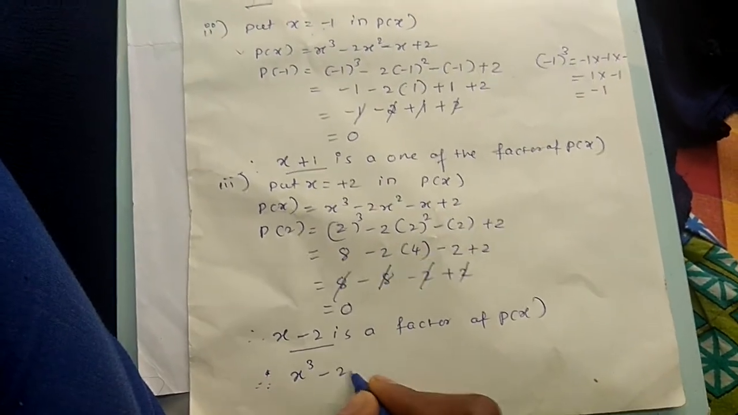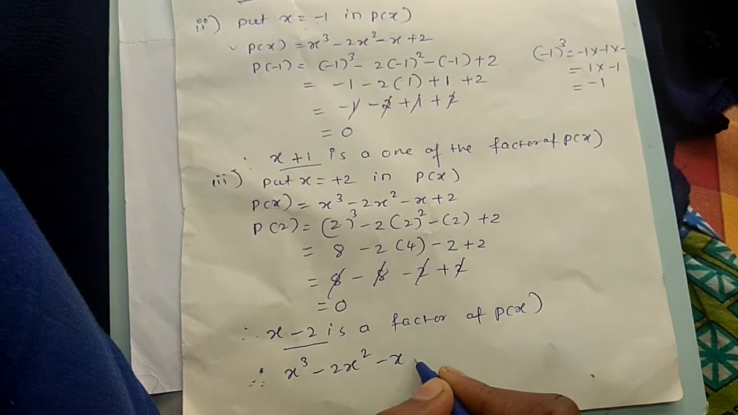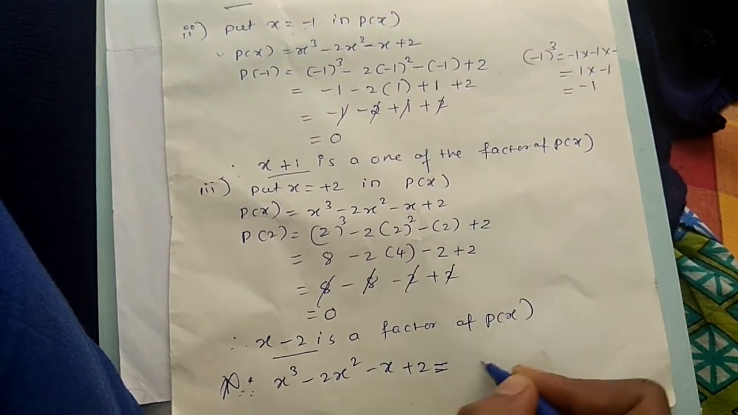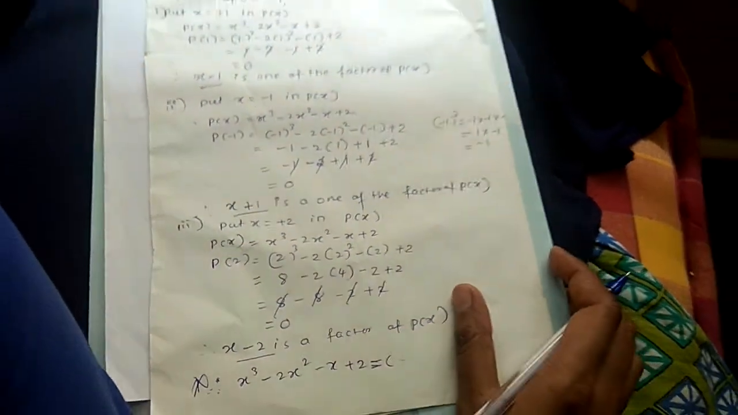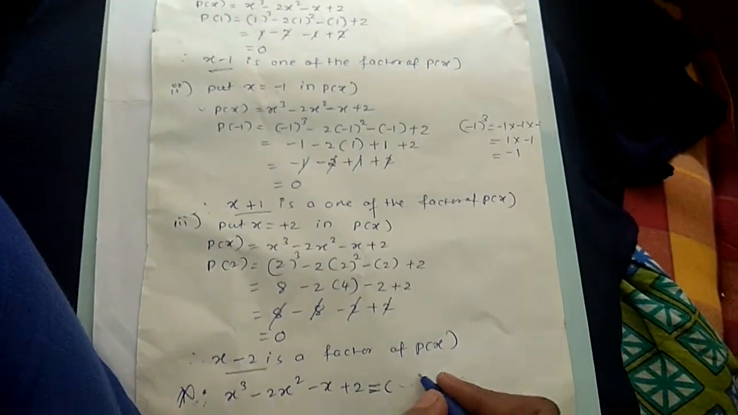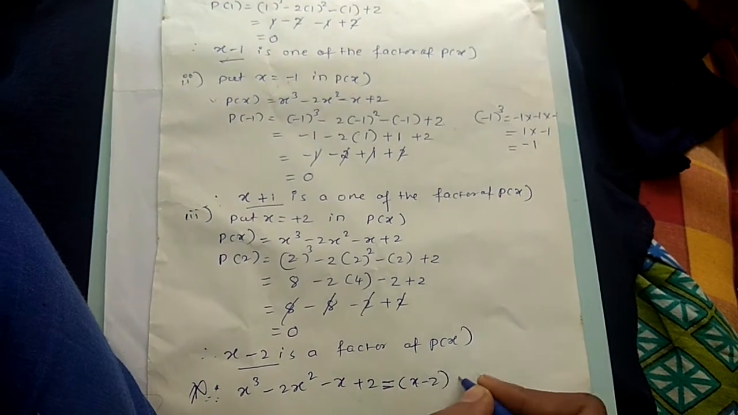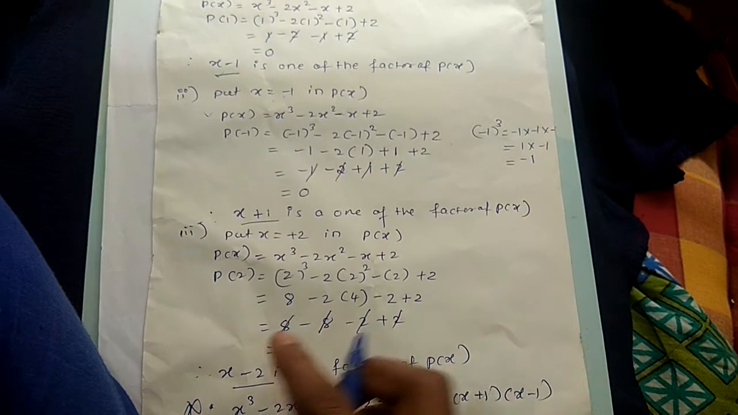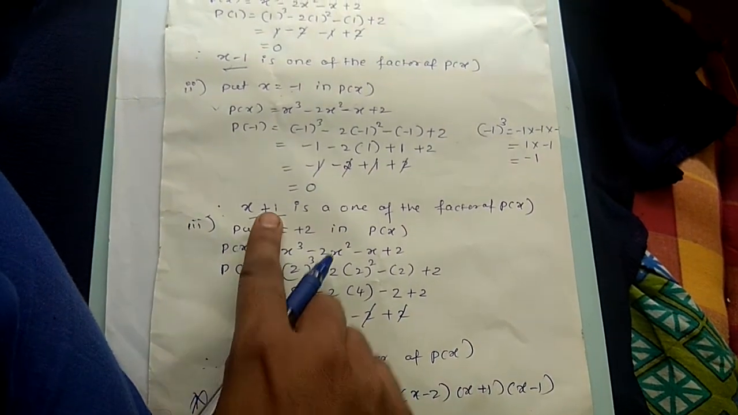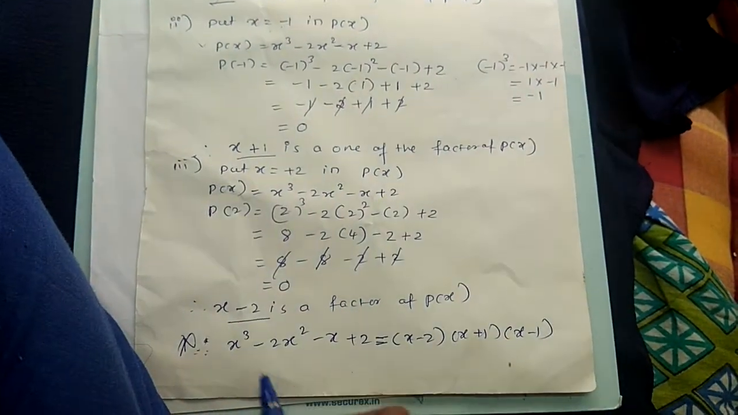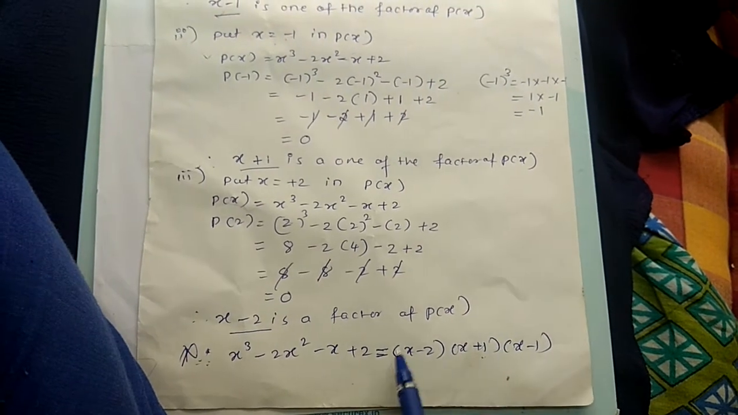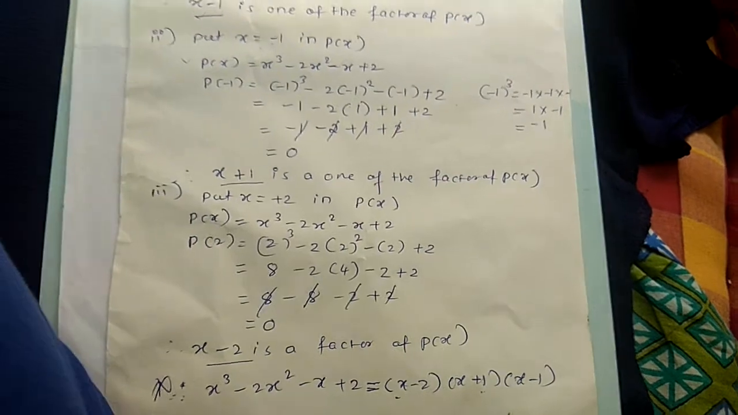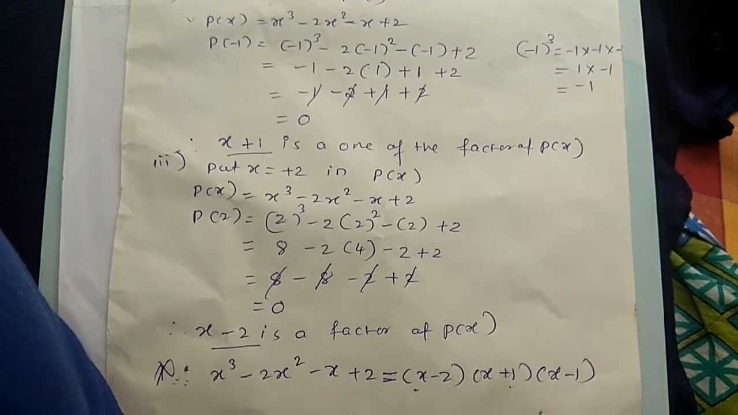x cube minus 2x square minus x plus 2. Remember, very important. This is nothing but what? Multiple. You'll get, this is what? Product of factors. So I can write x minus 1 and x plus 1, x minus 2. We'll get this polynomial by product of given factors. Always remember. So this we solved using factor theorem.